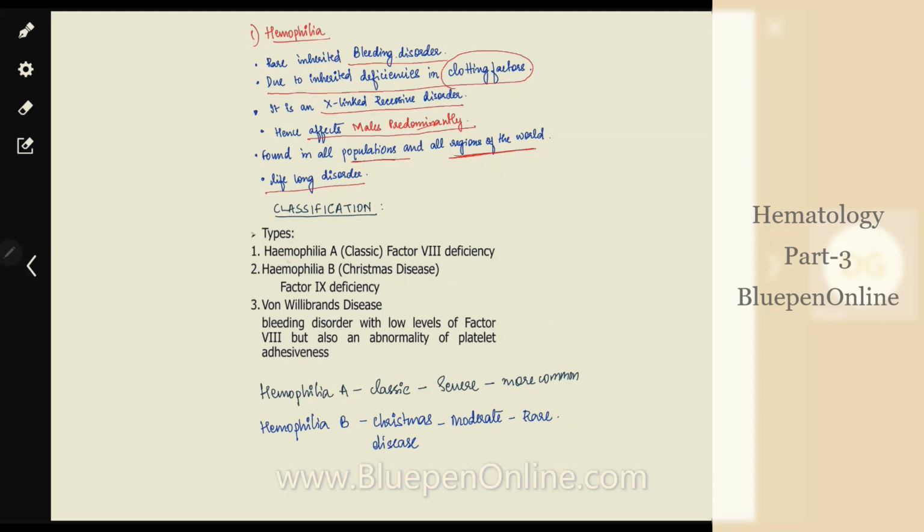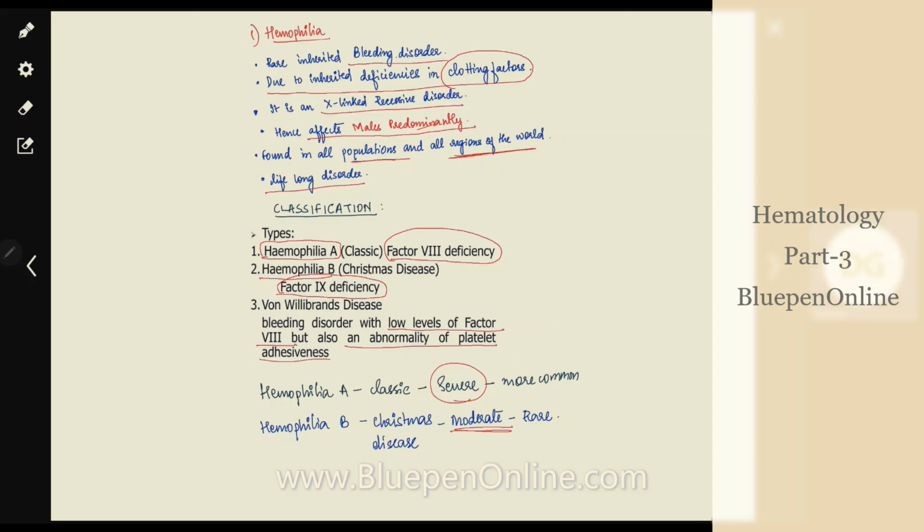Hemophilia has common types: hemophilia A, which is also known as the classic disease, which is extremely severe, and it is due to factor 8 deficiency. Hemophilia B is known as the Christmas disease, which involves factor 9 deficiency. But this is not as severe as hemophilia A. It is moderate. The third type is von Willebrand's disease, which is a bleeding disorder with low levels of factor 8, but also an abnormality of platelet adhesiveness.